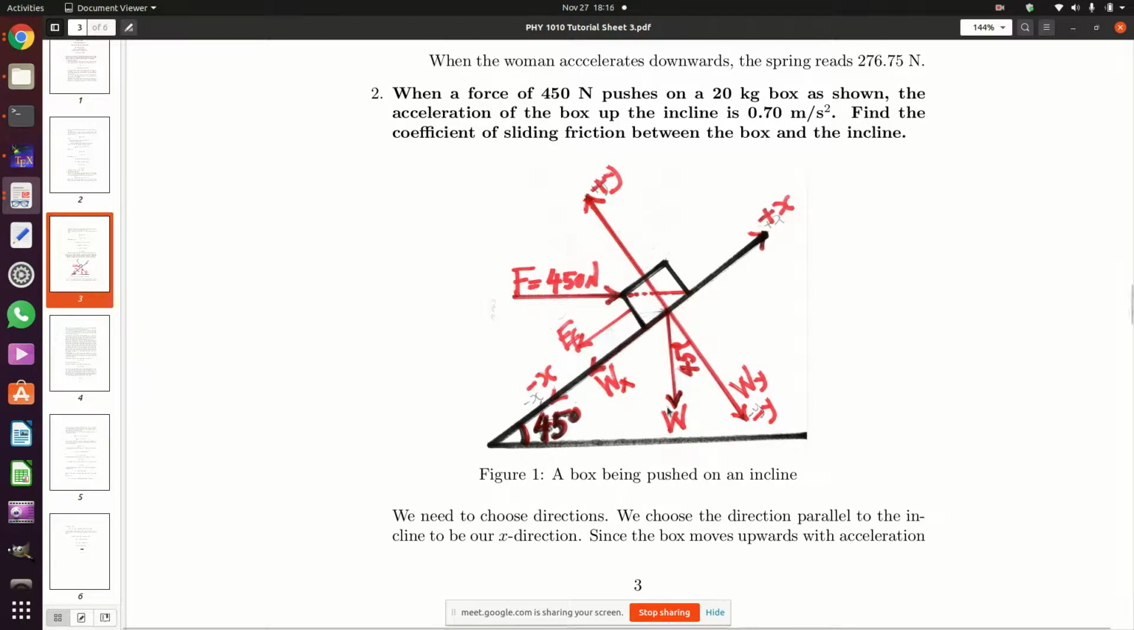The same thing applies with the weight of the box. The weight of the box neither completely lies in the y direction nor in the x direction. There is a part of this weight which lies along the y direction, and a part which lies along the x direction. So both the pushing force and the weight of the box have a component which lies along the x direction and along the y direction. Is that clear?